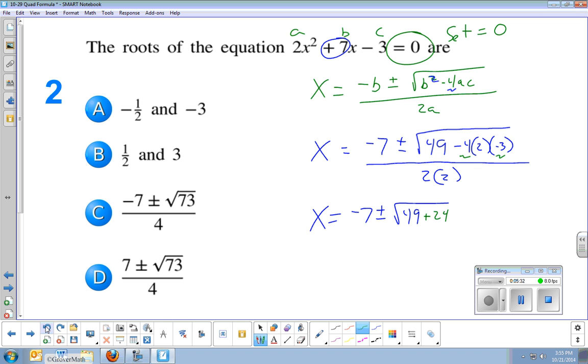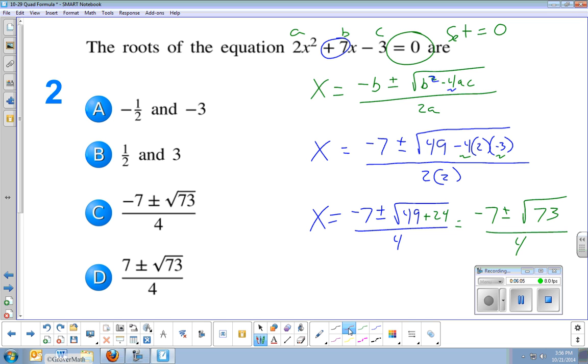And really, you can type in a lot of this into your calculator. You could type in 49, minus 4 times parentheses 2, parentheses negative 3, and it should work out to get you what's going to happen in here. But remember, this is over now 4. 2 times 2 is 4. And so let me clean this up even more. It's going to be negative 7 plus or minus the square root of 49 plus 24, which is 73, over 4.